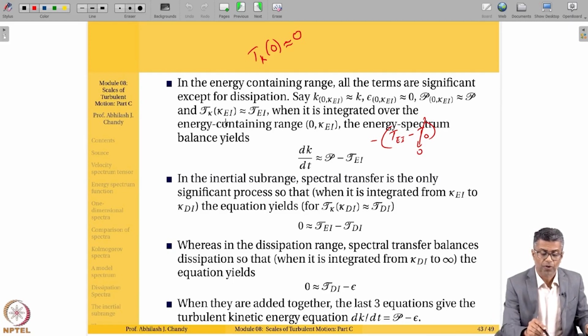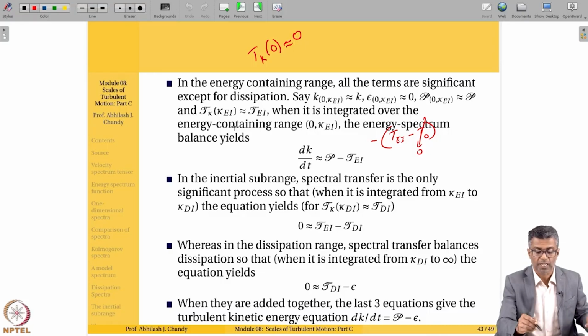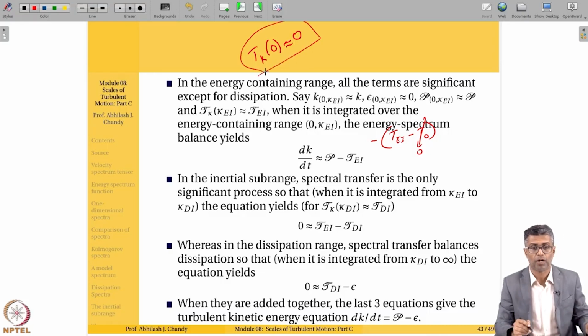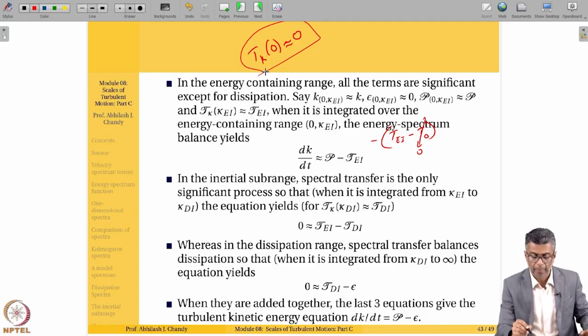The T of kappa EI is going to be T EI, because T of 0 is 0, as I was pointing out last class. So when integrated over the entire range, from 0 to kappa EI, what you get from the energy spectrum balance equation is that dK dt is approximately equal to P minus T EI.